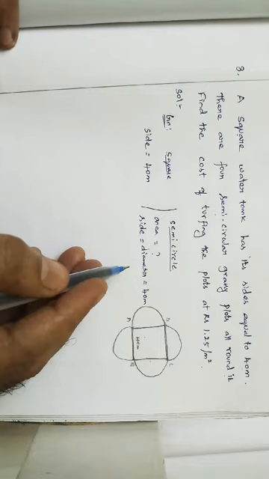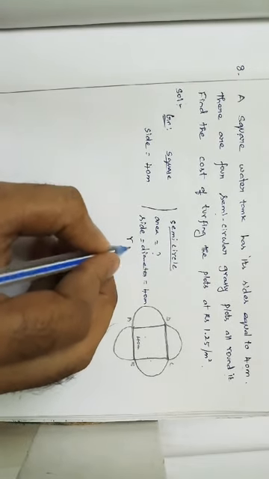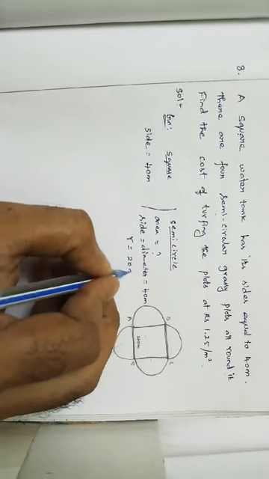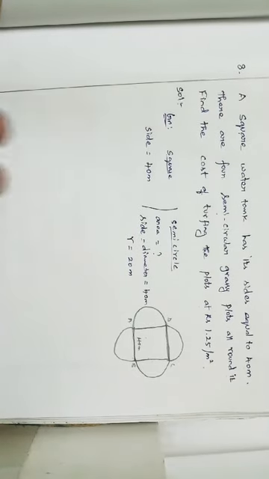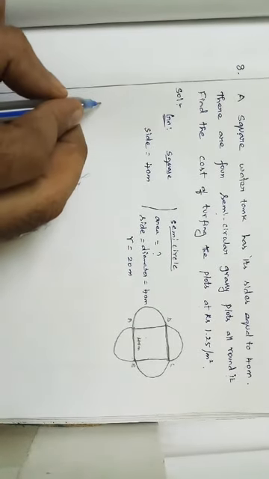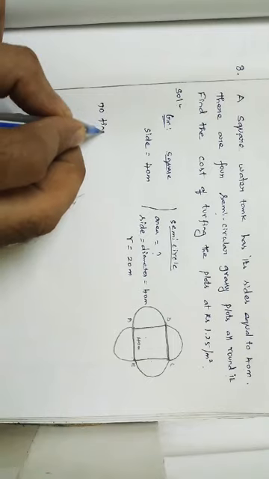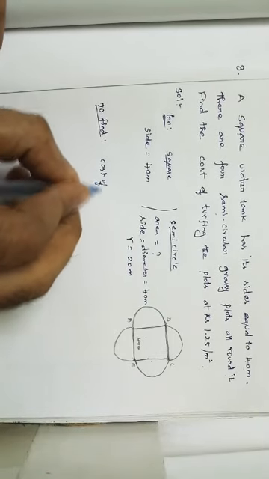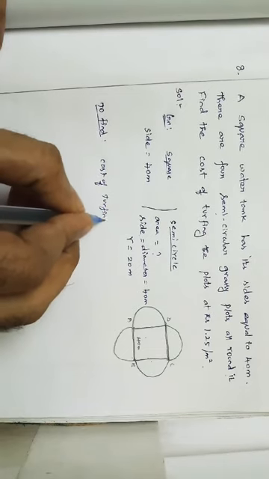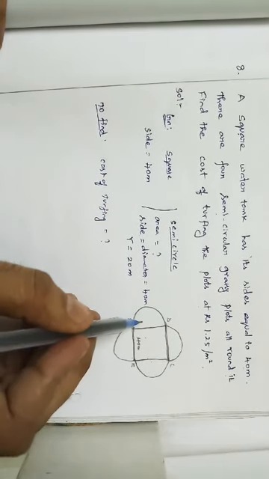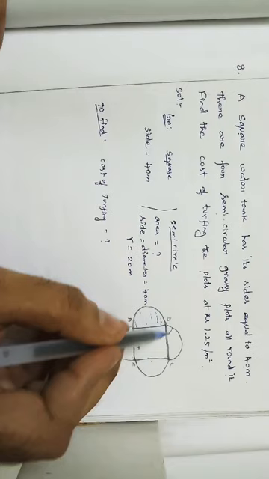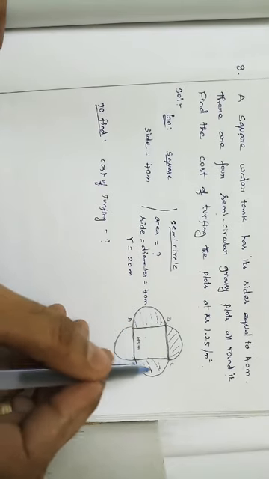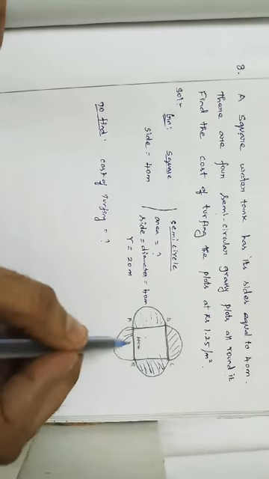From that we can find the radius. What is the radius of a semicircle? Half of diameter, that is 20 meter. Then we can directly find it. What we want to find is the cost of turfing, so only the area of the 4 semicircles alone we want to find.